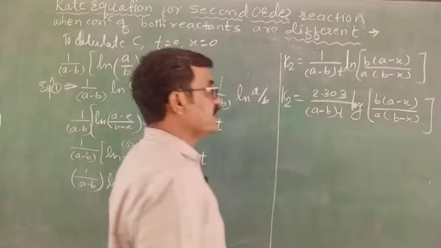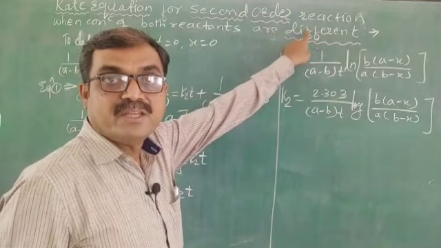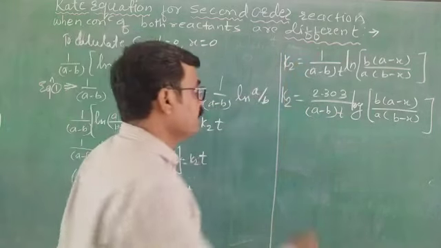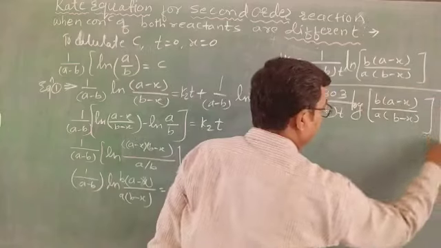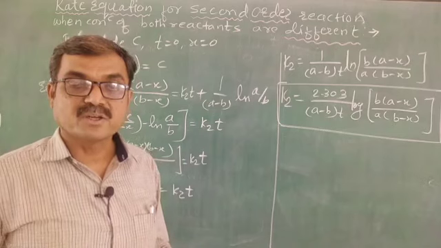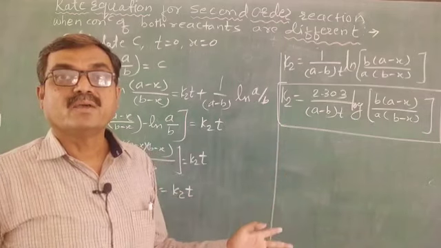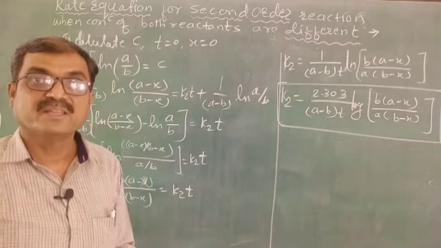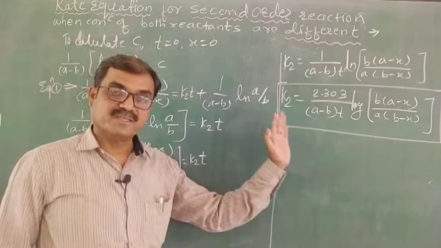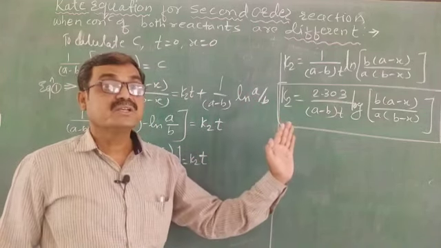Now this is the equation for rate constant k2 for a second order reaction when initial concentrations of both the reactants are different. You may be asked a question on this derivation as: derive the equation for rate constant of a second order reaction when concentrations of both the reactants are different, then you have to prove this. Or derive the rate equation for a second order reaction when the initial concentrations of both the reactants are different. Rate constant and rate equation mean the same, but you only have to remember that their initial concentrations are different.